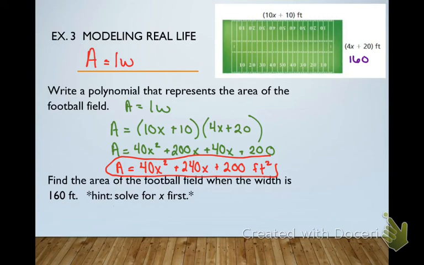So if the width is 160 feet, then it is true that 4x plus 20 equals 160, okay? So look here. It said that the width was 160 feet, correct? That means that 4x plus 20 right here, whatever that combination is, will also equal 160. So you can set them equal to each other. All right? Now we can solve for x. If the width is in fact a total of 160 feet, then this combination will also be 160. So now solve for x.